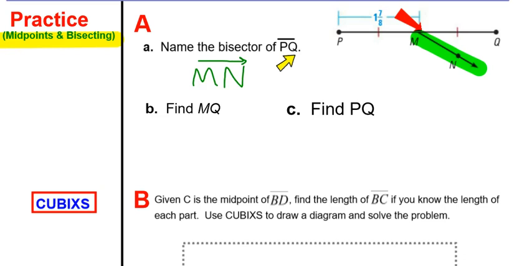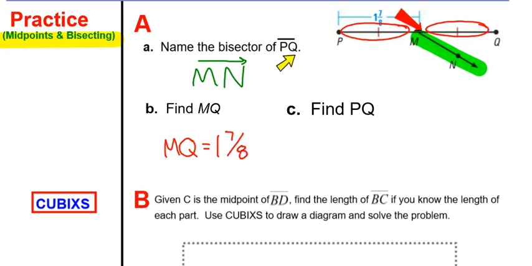Then the question asks us to find MQ. And so now we want to find out how big this is on this side. And remember, the right side is equal to the left side. So if we look at our picture, we can just simply say that MQ is 1 7/8.